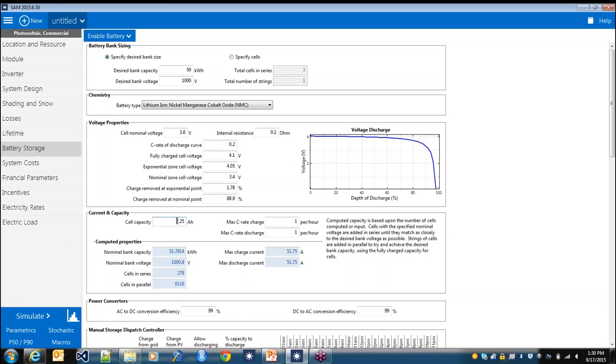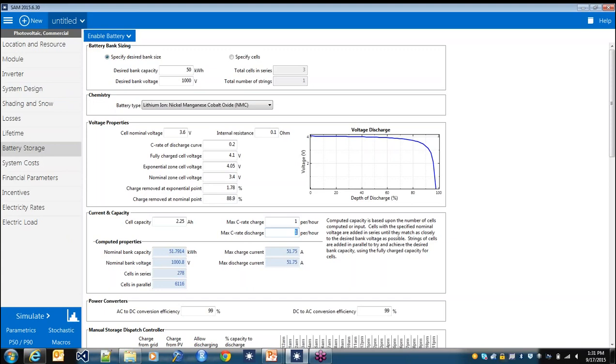Here you could enter the cell capacity if you knew it was different. This max C rate of charge and discharge basically tells SAM how fast you want to allow your battery to be discharged. A C rate of 1 implies that you're going to allow your full battery capacity to be drained within 1 hour. If you wanted it to last 5 hours, you can change this to 0.2, which is 1 divided by 5. For now, we can leave it at 1.